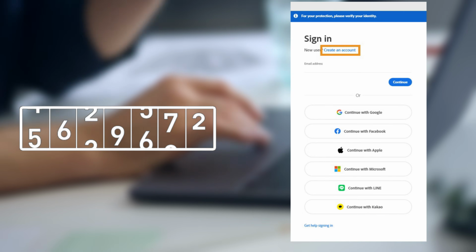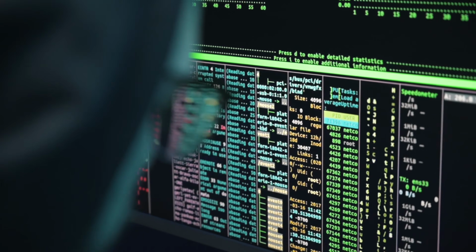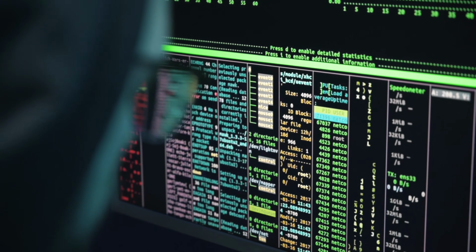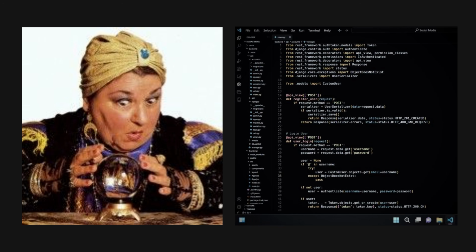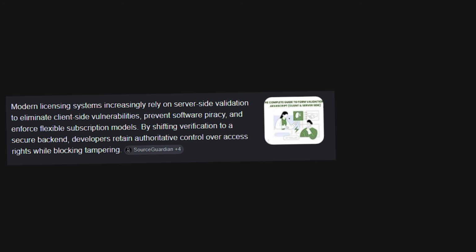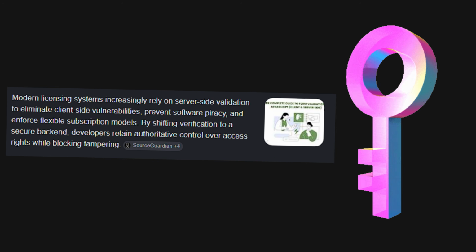Most commercial software generates license keys using a specific algorithm. When a user purchases the product and registers with an email address, the software creates a key that follows a predefined set of rules. Security researchers often study these systems to understand how the validation process works and whether weaknesses exist in the design. If the algorithm is predictable or poorly implemented, it can become a target for analysis. This is why modern licensing systems increasingly rely on server-side validation rather than depending solely on keys generated on the user's computer.